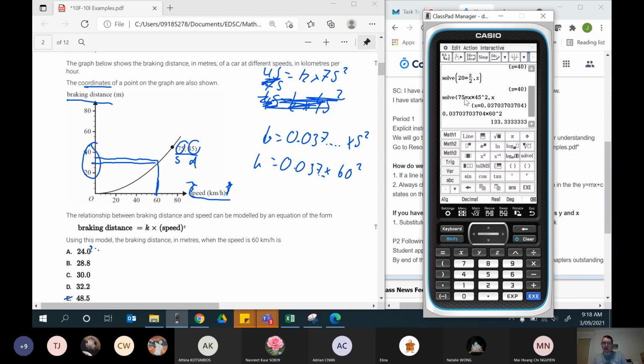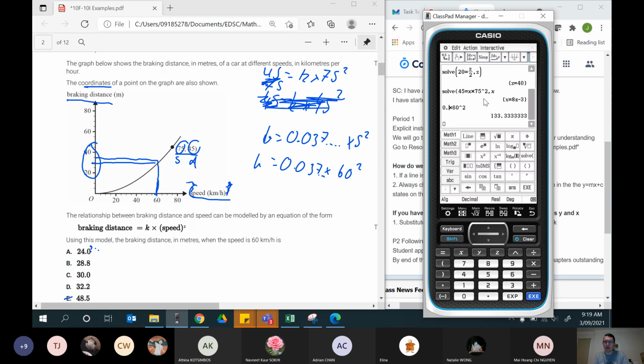So I can go back up here. Let me just go through this. Braking distance is Y. So that should be 45 equals, yep. So it should be 45 here, times X equals 75. That'll be it, which is 8 to the power of negative 3. Oh, that's a lot better number.